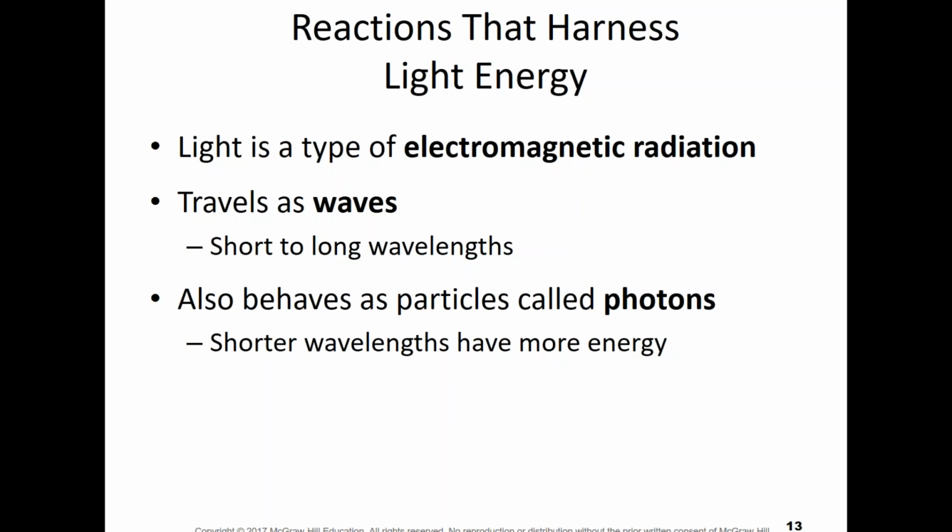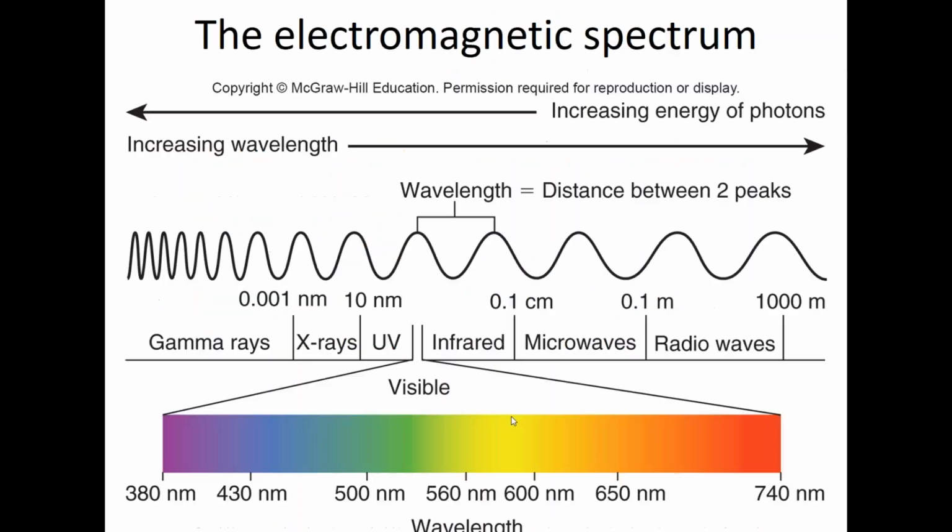Light is electromagnetic radiation, and we only see a small portion of the electromagnetic radiation that hits the Earth. We can't see UV light, we can't see infrared, so we just see a small portion of visible light. It's traveling as a wave, and the wavelengths can be either very short or very long. But light also behaves like a particle. They're called photons. And those photons have a lot more energy in the shorter wavelengths.